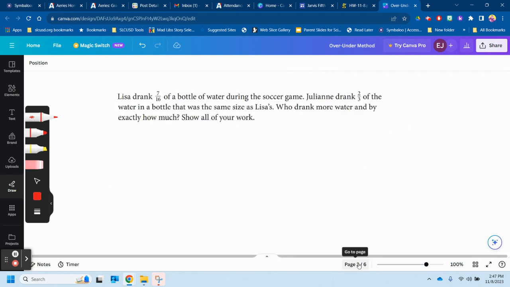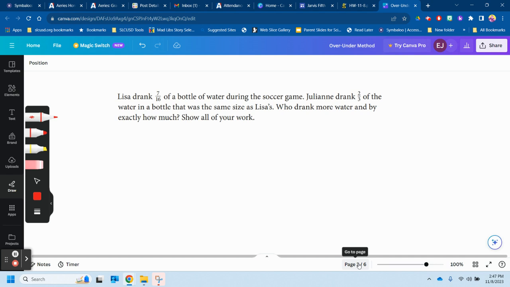So we have Lisa drank 7/16 of a bottle of water during the soccer game. Julianne drank 2/3 of a bottle of water that was the same size as Lisa's. Who drank more water? Well, I know 7/16 is less than half and 2/3 is more than half, so I know Julianne drank more water, but they want to find exactly how much. So we have to find a common denominator here. And 16 and 3, that's tough because 16 is not divisible by 3.